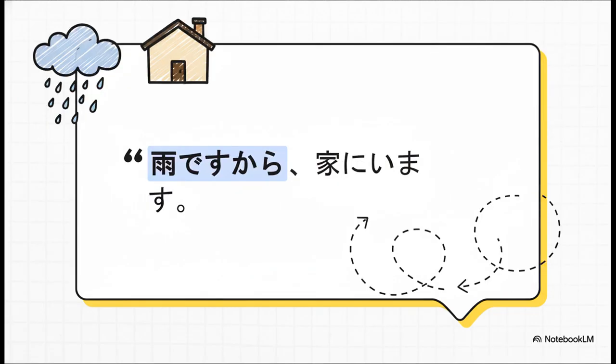Let's look at another one, this time using the polite form. Ame desu kara ie ni imasu. The reason is ame desu. It is raining. Add kara, the result is ie ni imasu. I will stay at home. It's raining, so I'm staying home. It's perfectly direct, perfectly logical.